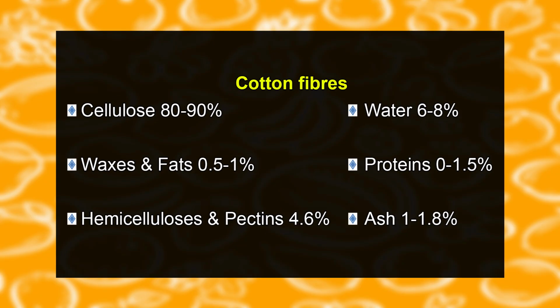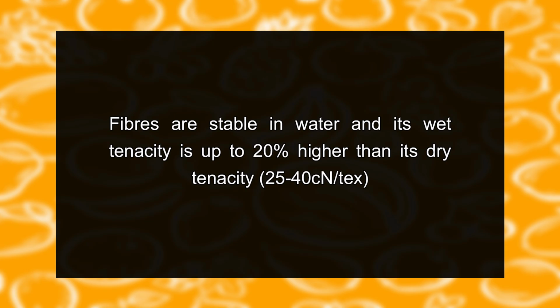Cotton fibers consist of 80 to 90% cellulose, 6 to 8% water, 0.5 to 1% waxes and fats, 0 to 1.5% proteins, 4 to 6% hemicelluloses and pectins, and 1 to 1.8% ash. Cotton is hydrophilic and the fibers swell considerably in water. Fibers are stable in water and its wet tenacity is up to 20% higher than its dry tenacity, that is 25 to 40 cN per tex.